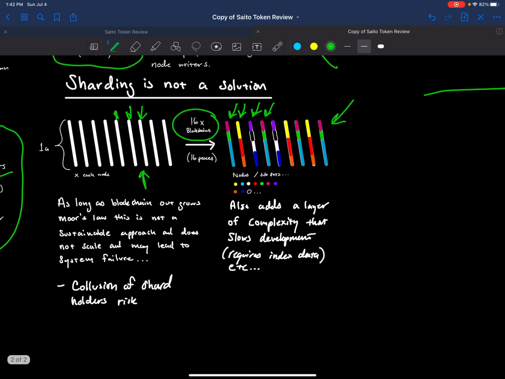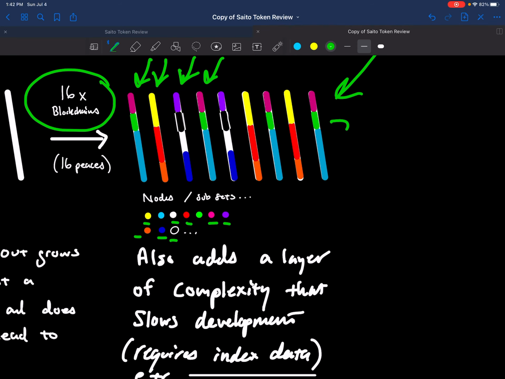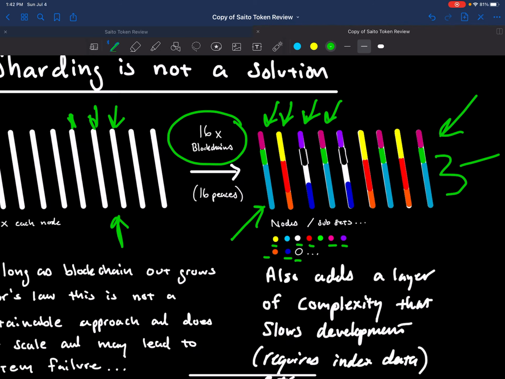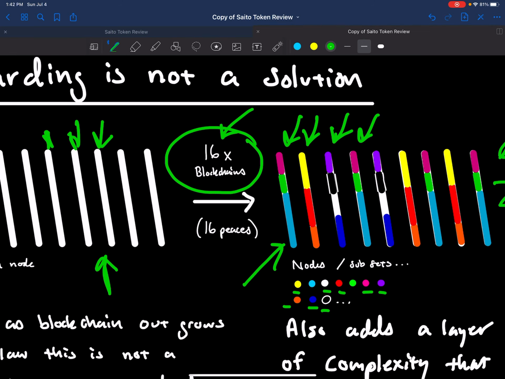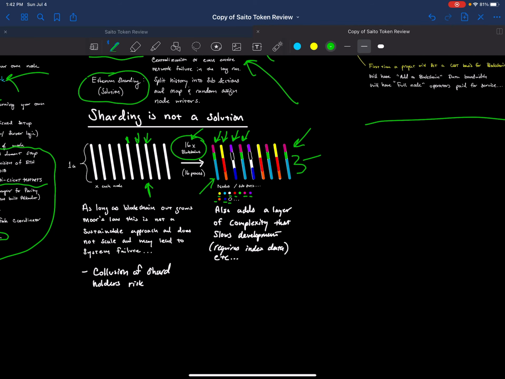And you can see that each one of these colors would represent a different fraction of the total Ethereum network. Each one of these sections represents a subsection. So it basically increases the blockchain size 16x. So yeah, that's fine. That adds a little scalability, but it's not a permanent solution.